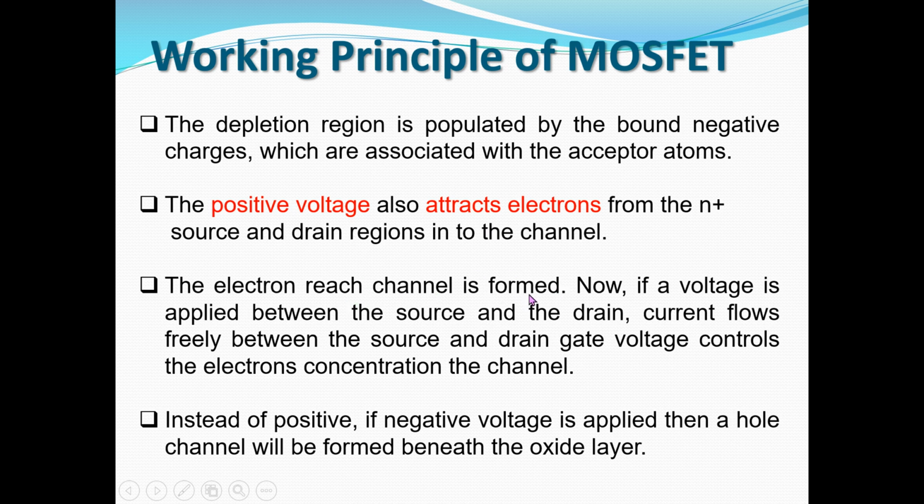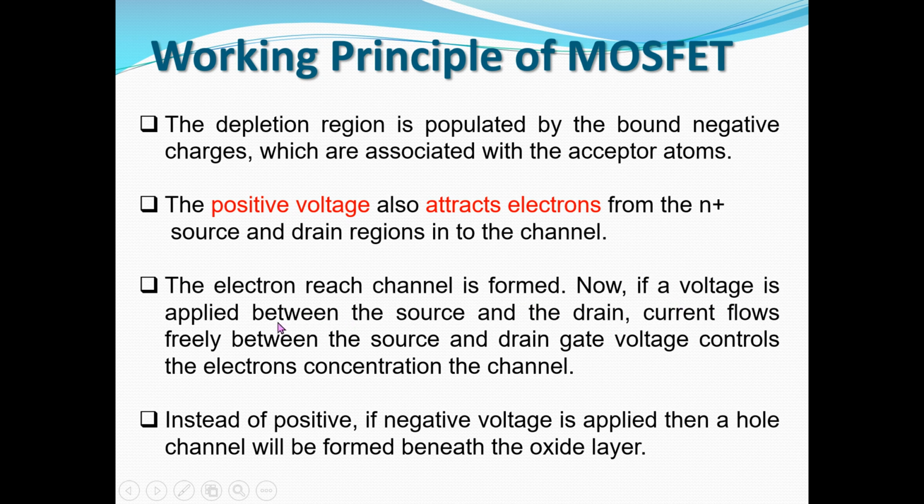What does it mean that the channel is formed here? It means a connectivity has been developed between the source and drain. If there is a connectivity between the source and drain, through this path only the electrons can move from source to drain. Then only ID, the drain current, is formed. So a channel formed means, first of all, a path has been created. The electrons reach the channel and it is formed.